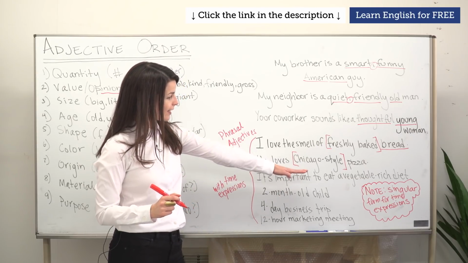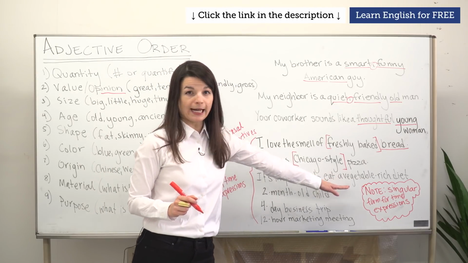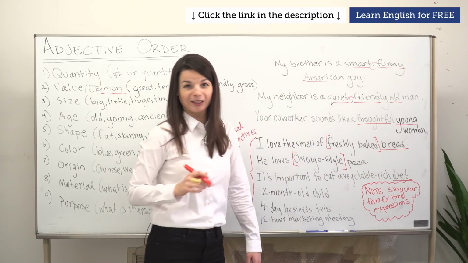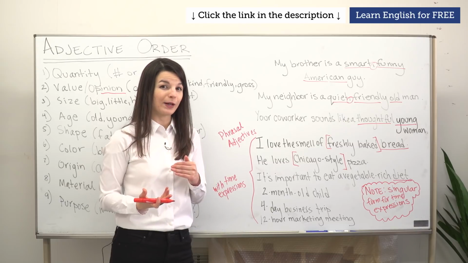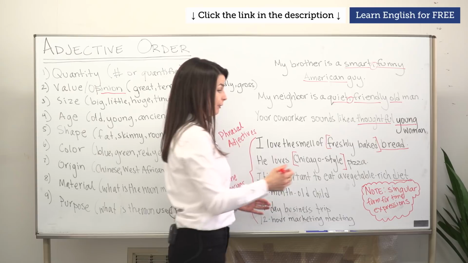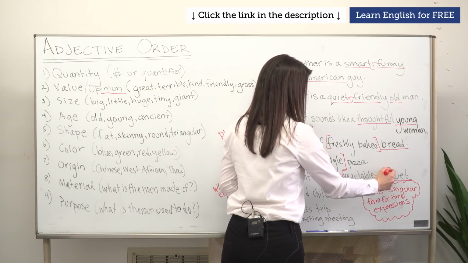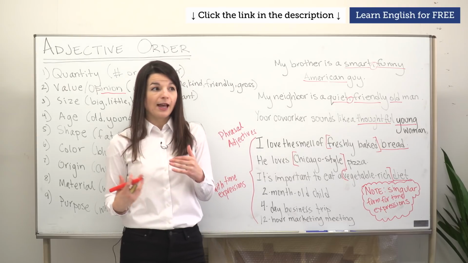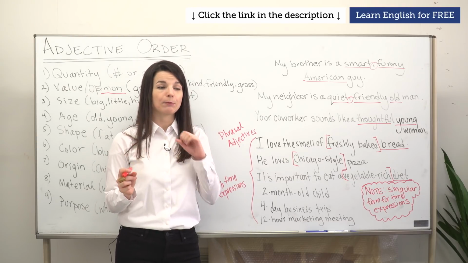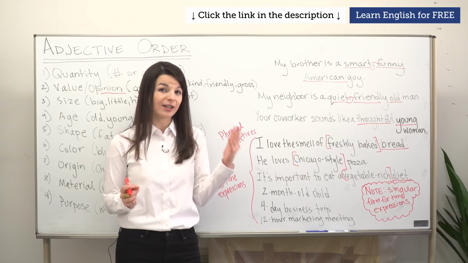It's important to eat a vegetable-rich diet. Be careful, diet doesn't necessarily mean a plan to lose weight, but it means your regular eating habits here. My phrasal adjective is vegetable-rich. That means a diet that is rich in vegetables. Rich doesn't mean a lot of money, it means a lot of vegetables, a lot of something.